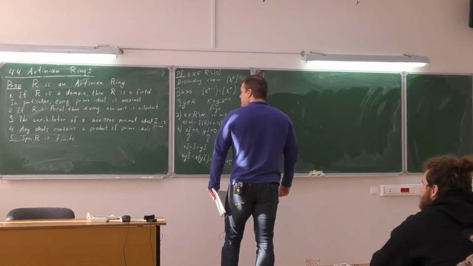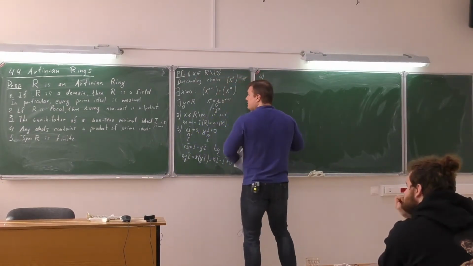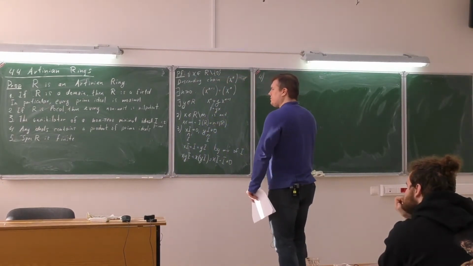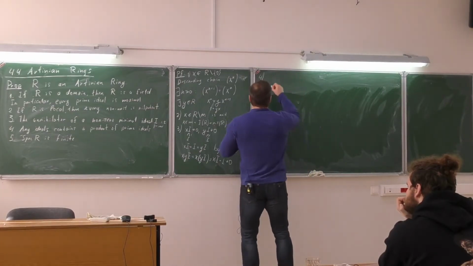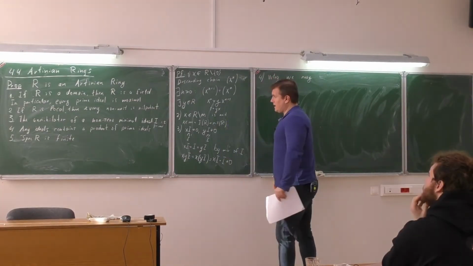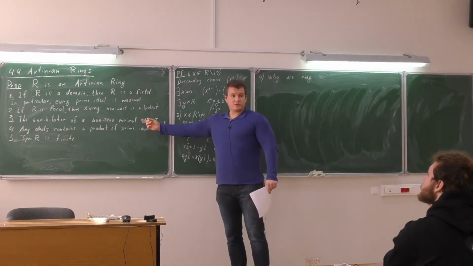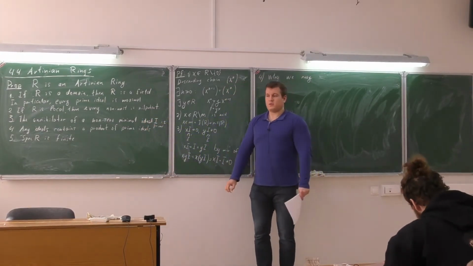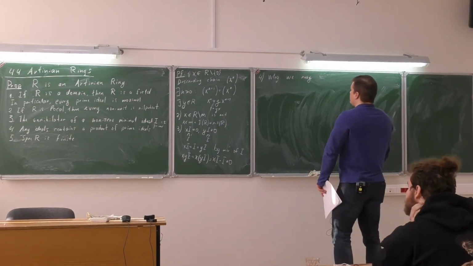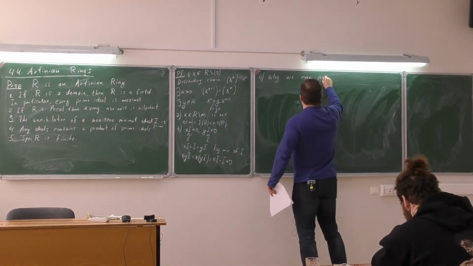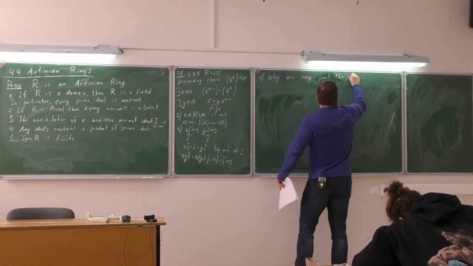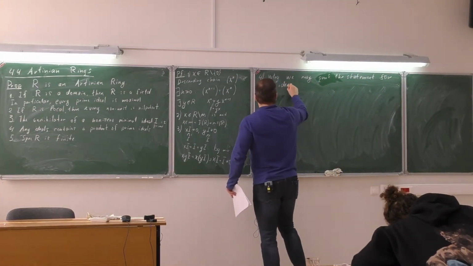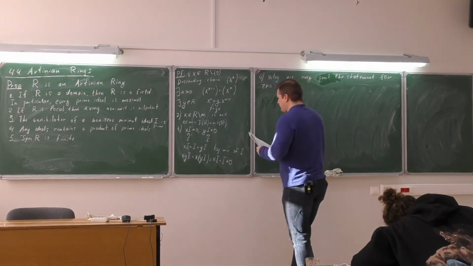4. So any ideal contains a product of prime ideals. This is probably the most interesting part of these four statements. Without loss of generality, this is a minimal ideal among non-zero ideals. So the set of ideals that I consider is all non-zero ideals. So in this set I can take a minimal element. Without loss of generality, we may assume, well, the statement for the zero ideal is trivial: any ideal contains the zero ideal.